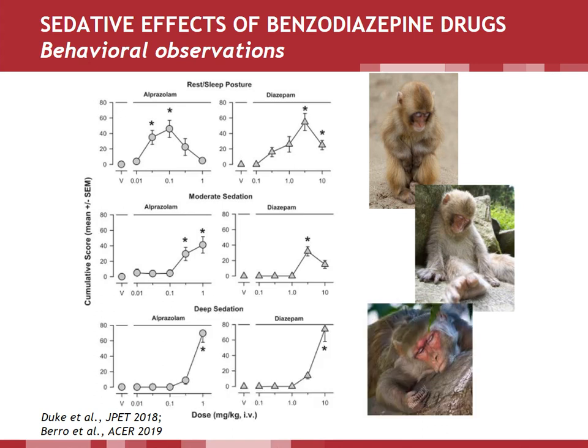Finally, the last level of sedation measured during our behavioral observation studies is deep sedation. To score deep sedation, an animal must remain with their eyes closed for the full 15-second interval after the presentation of the series of stimuli I described before. So only the highest dose of alprazolam and diazepam induce deep sedation in the example that I'm showing here. It is important to note that because these behaviors are being scored in the same animals, they are mutually exclusive. And that's why with higher doses of benzodiazepines, you don't see rest sleep posture, because these doses are inducing deeper forms of sedation instead.